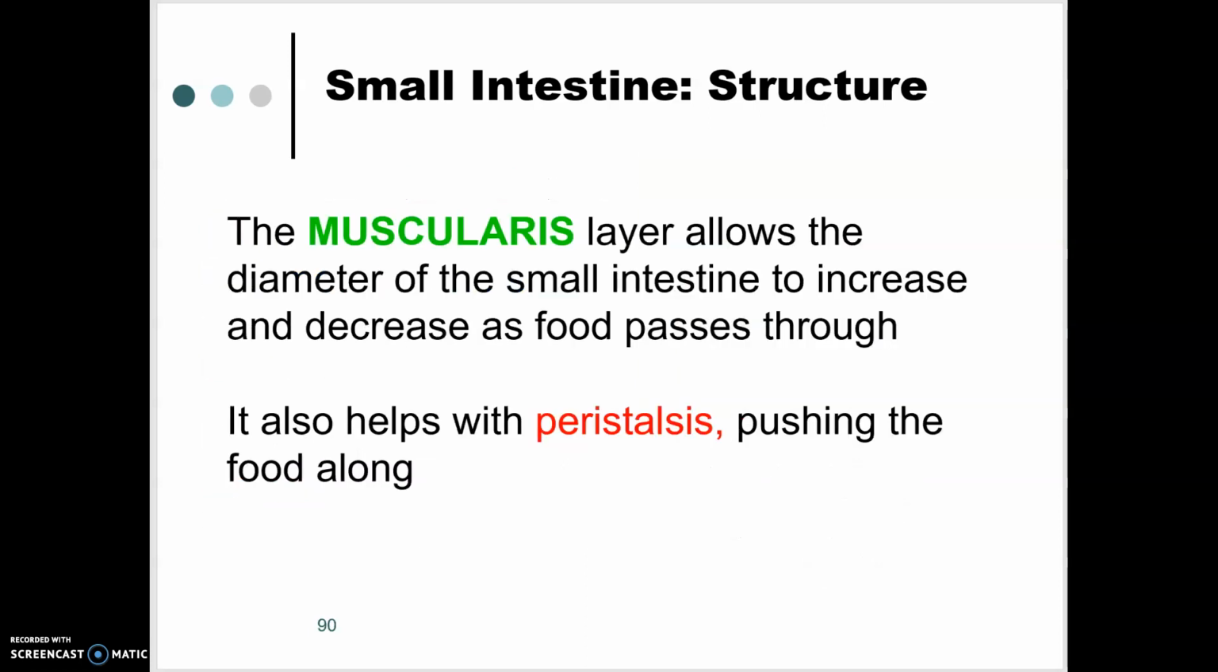The small intestine is also going to have a layer of muscularis, not 3 layers like we've seen in the stomach, but it's going to have 2 layers of muscle. And this muscularis is going to allow the small intestine to stretch. It's also going to allow it to have those peristaltic waves. So peristalsis is also going to occur here and push the food along through the small intestine in the digestive tract.